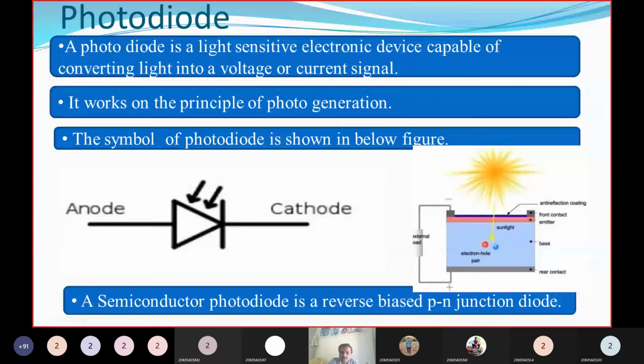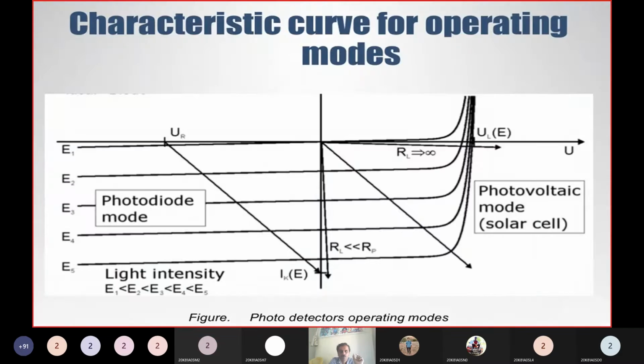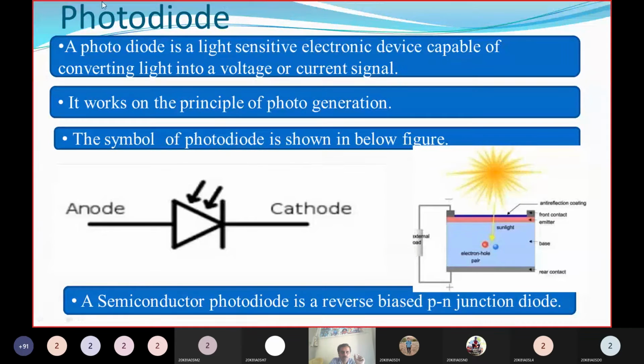Here we are discussing two modes. One is the photovoltaic mode, another one is the photoconductive mode. The solar cell works in photovoltaic mode, and detectors work in photoconductive mode. Photodiodes as photodetectors work in photoconductive mode.